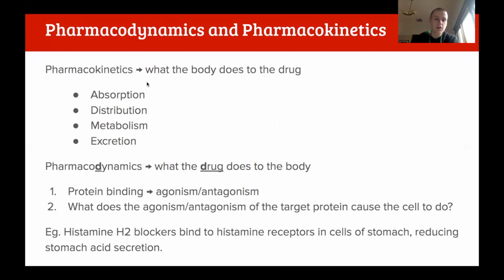In short, pharmacokinetics is talking about what the body does to the drug, so it absorbs it, it distributes it throughout the body, so usually via the blood or the vasculature. Then we metabolize it, so we process it, break it down into smaller bits called metabolites, and then finally the body excretes it. Pharmacodynamics is more talking about it from the drug's perspective. So we can remember pharmacodynamics with the D is talking about what the drug does to the body.